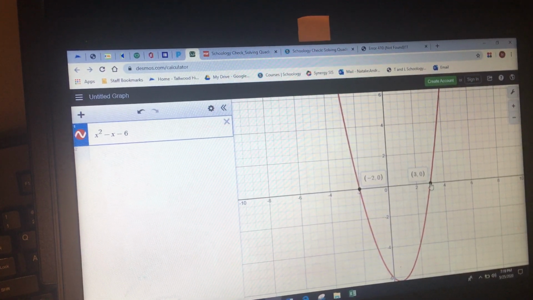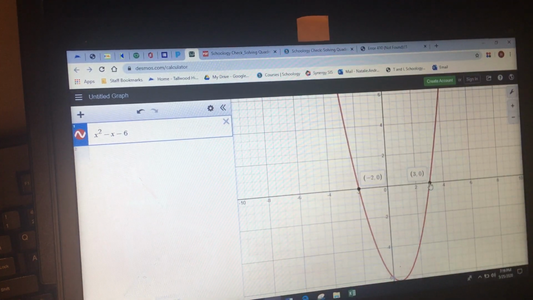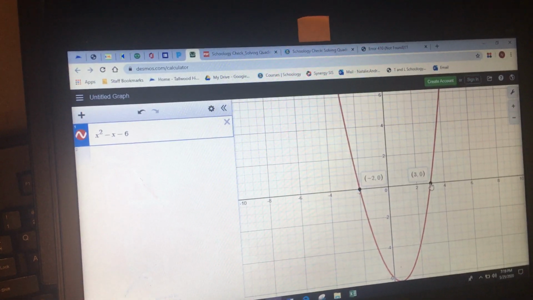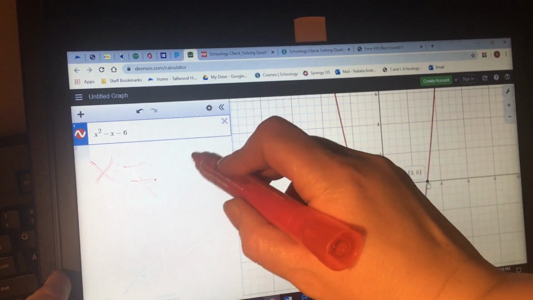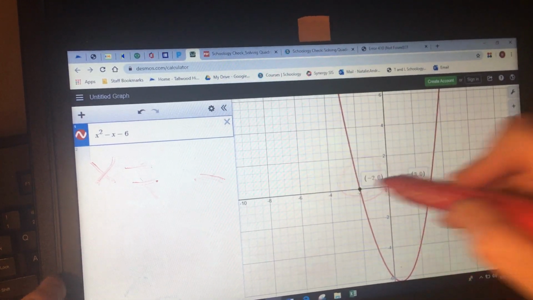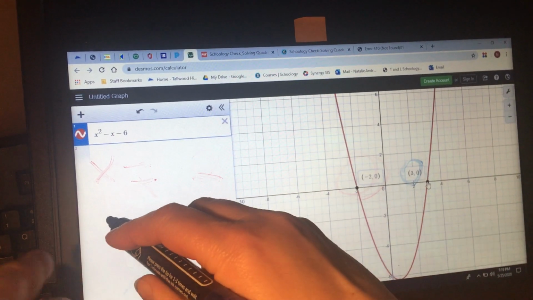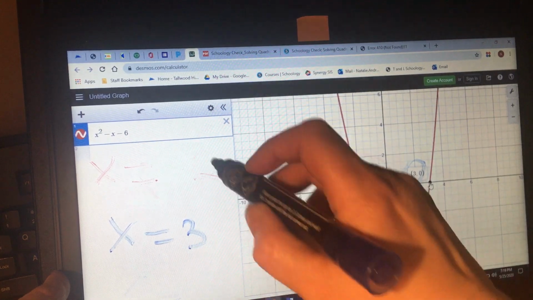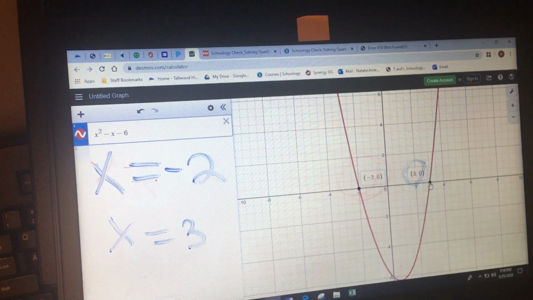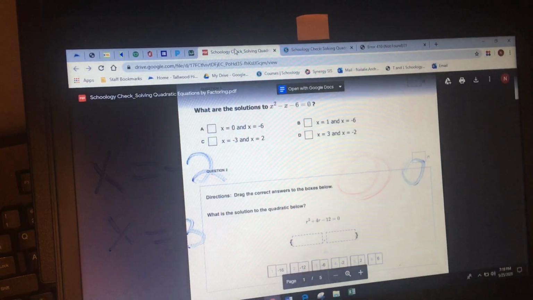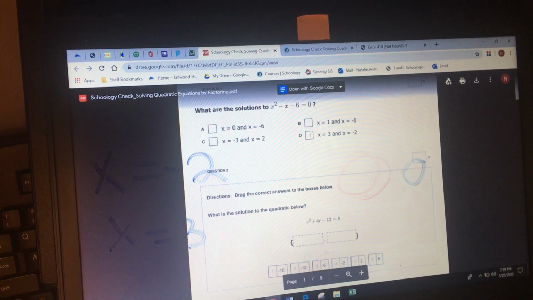Okay, so our first x is -2. So our first answer is x equals -2. And our second answer is x equals 3. So x equals 3. Okay, so let's go back to our worksheet. So there'll be answer choice D right there.